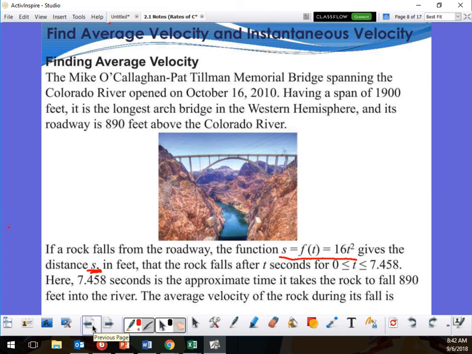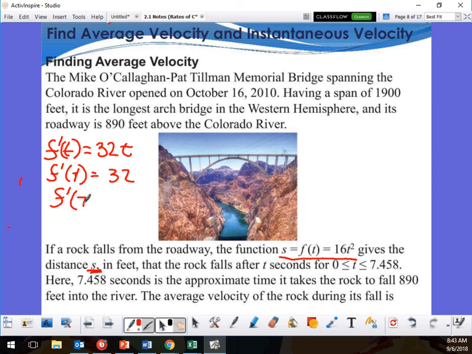Watch this. If I did this one also, f prime of t is going to be, if I do the same thing here, watch, 32t, right? So f prime of 1 was 32. F prime of 7.4. That's why I said it only works on that one. She was saying that all you do is just plug it in and multiply it, but it only works when it comes out like this.